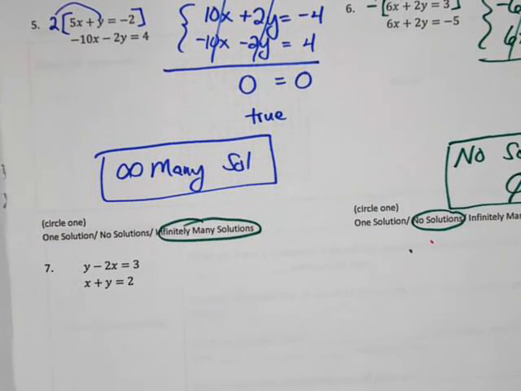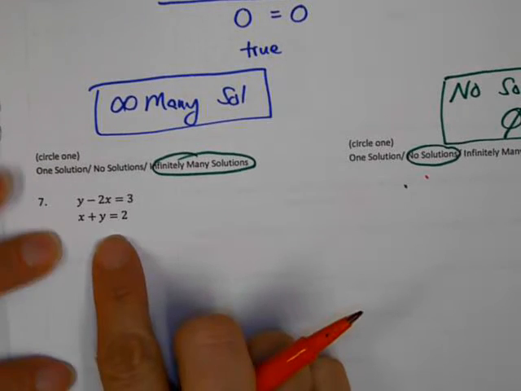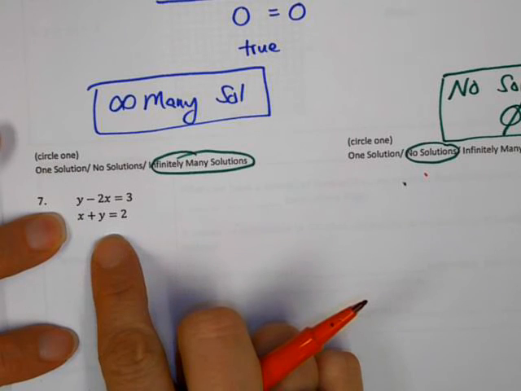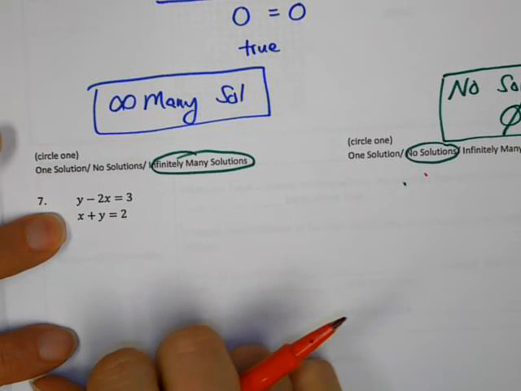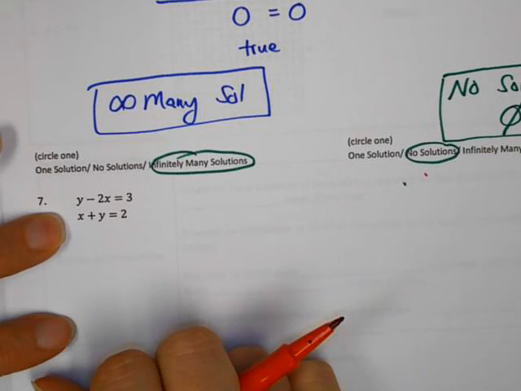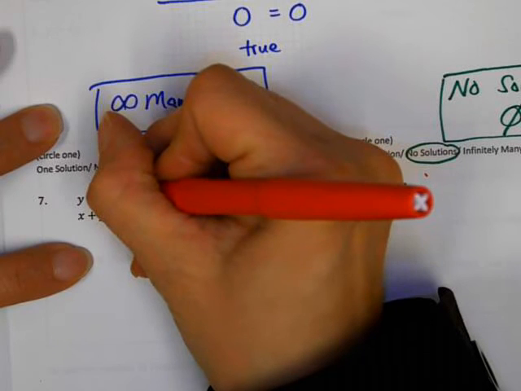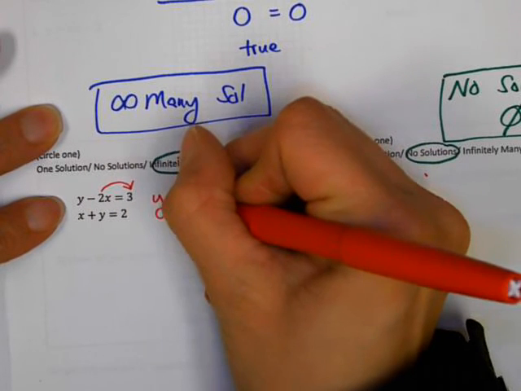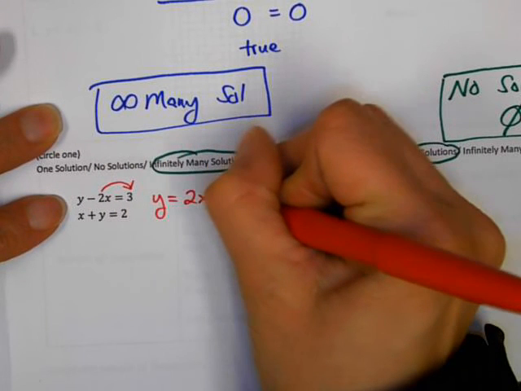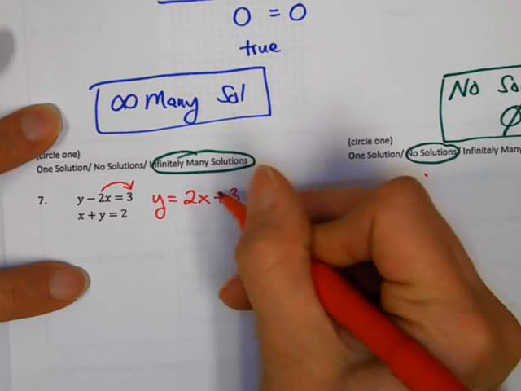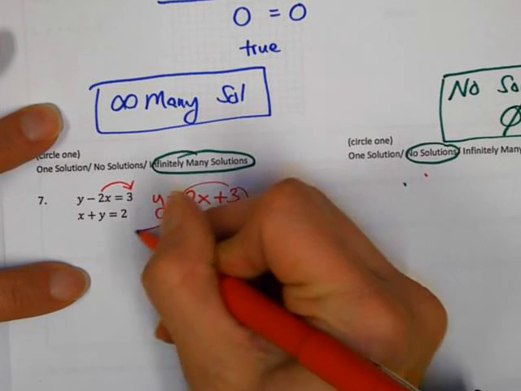All right, we got one last example. Stay with me here. Should I solve this with elimination or substitution? Maybe I'll do substitution. Maybe we'll just move the 2x to the other side. y equals 2x plus 3. And then I could substitute this into the y place.